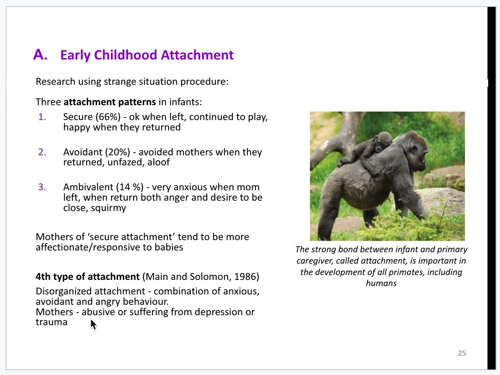A fourth type of attachment by Main and Solomon, 1986, is disorganized attachment, which is a combination of anxious, avoidant, and angry behavior. This type of attachment tended to be found in mothers who were abusive or were suffering from depression or trauma themselves.